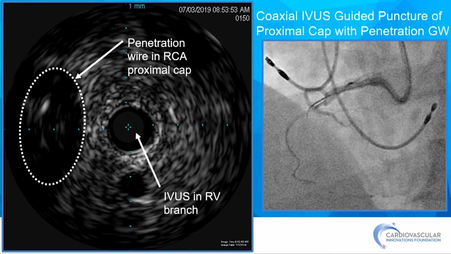Well, what about more complex cases? When do you use a penetration wire? So this is a very complex proximal cap of an RCA. This is a case where it's really hard to know how to access the proximal cap. And the only way you can do this is with IVUS guidance.